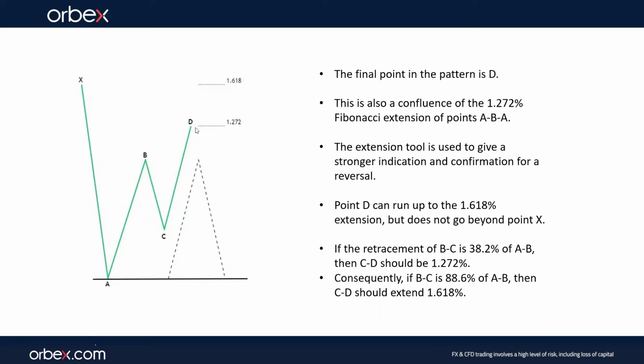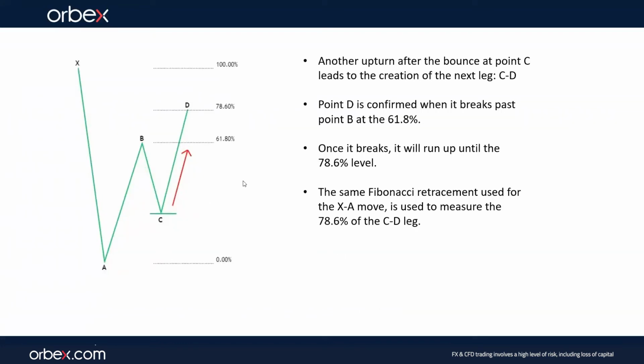And D usually goes up to 1.272, sorry. And the extension tool is used to give a stronger indication and confirmation for a reversal. So once we get this cluster confirmed, then that's when we're going to see the reversal most probably. So what we've got here, just to confirm, point D is confirmed when it breaks past the point B at 61.8. So we've broken past the 61.8. And then we're running up until the 78.6 level.